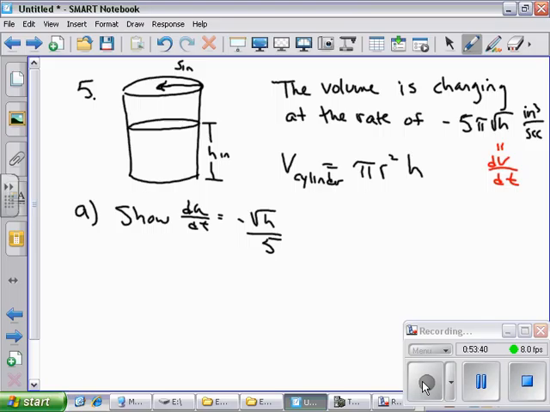And not only do they want us to find this, they told us what the answer is, just so we know we got the right answer. They said, show that dh/dt is square root of h over 5. So we have dV/dt, we want dh/dt, and hopefully it'll turn out to be this.